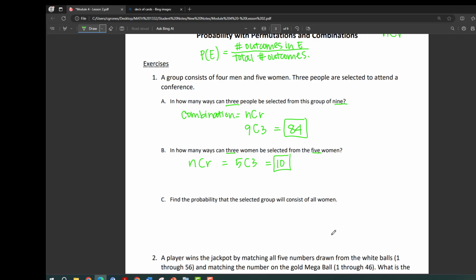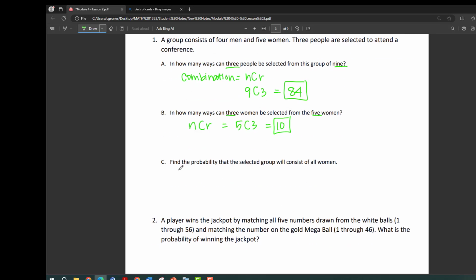Okay, now it says find the probability that the selected group will consist of all women. So what we've been doing is we have been getting our numbers for our fraction for part C. So we want the probability of all 3 women being selected. So we want the number of women for that event divided by our total number of outcomes.